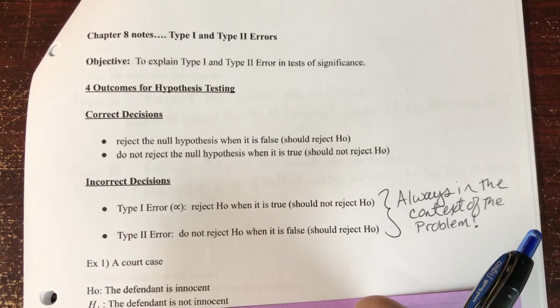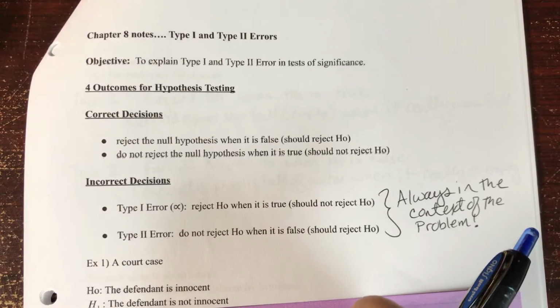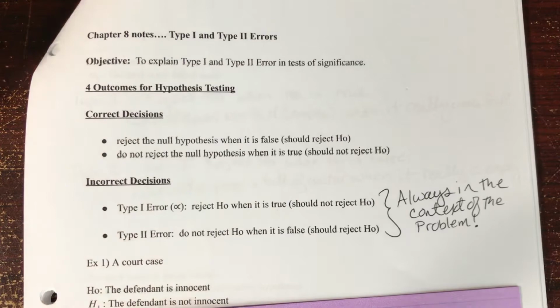The data tells us what conclusion to make, and that conclusion is sound. But there are also sometimes where mistakes can happen, right? Where the data tells us one thing, but the truth is actually something else. All right, and that's what we're going to talk about today.